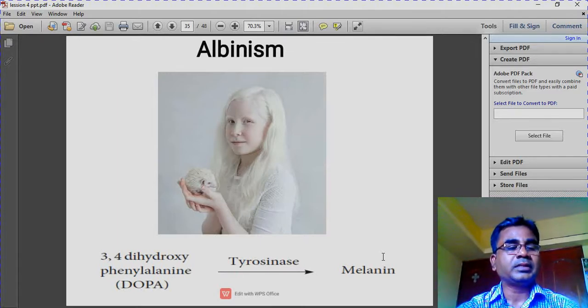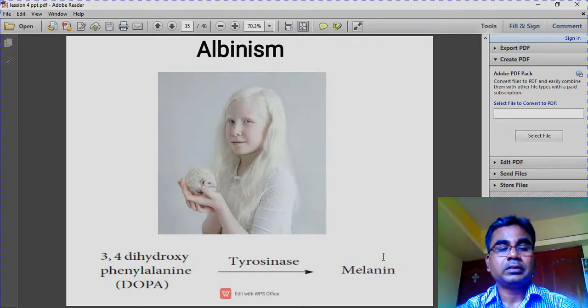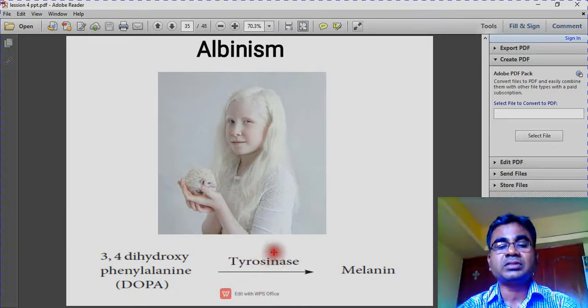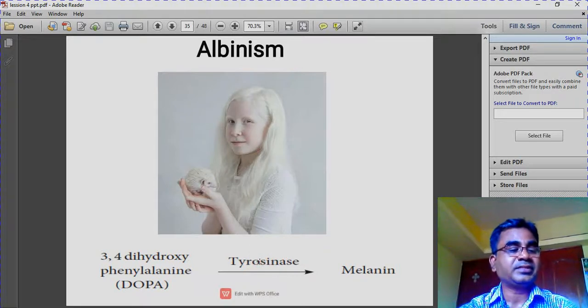This is also an inborn error of metabolism that is caused by an autosomal recessive gene. As a result, melanin is absent. Persons with the recessive allele do not produce the enzyme. What enzyme? Tyrosinase enzyme. Here also one enzyme, tyrosinase, is absent. The gene which produces this enzyme is recessive, so it cannot produce tyrosinase enzyme.